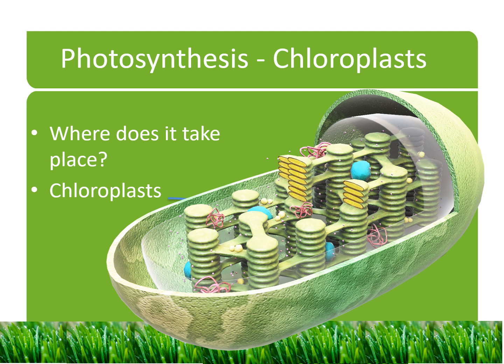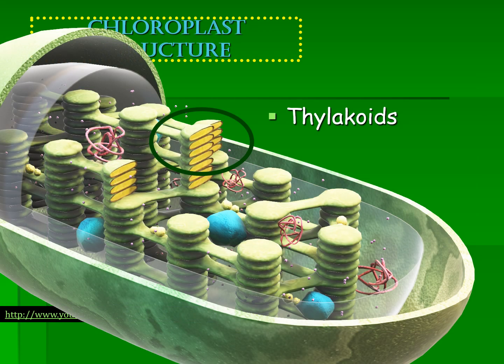Each one of them is going to have a system inside of them where sunlight can strike each one of them to create a lot of energy and a lot of food. Each one of those little yellow discs is called a thylakoid.